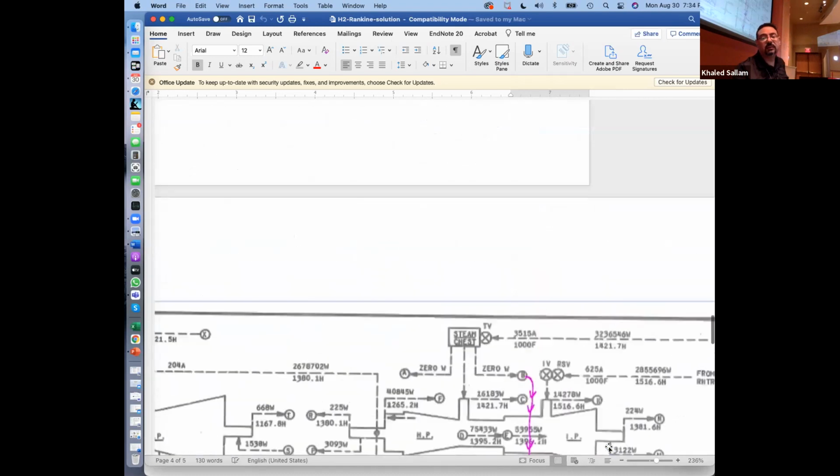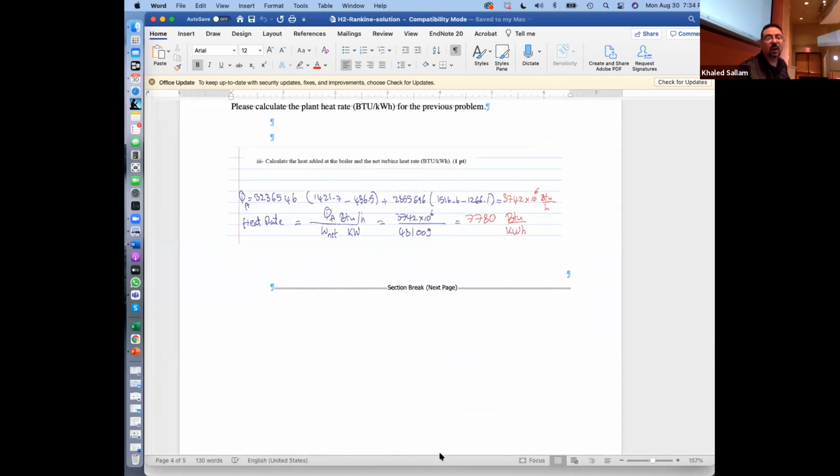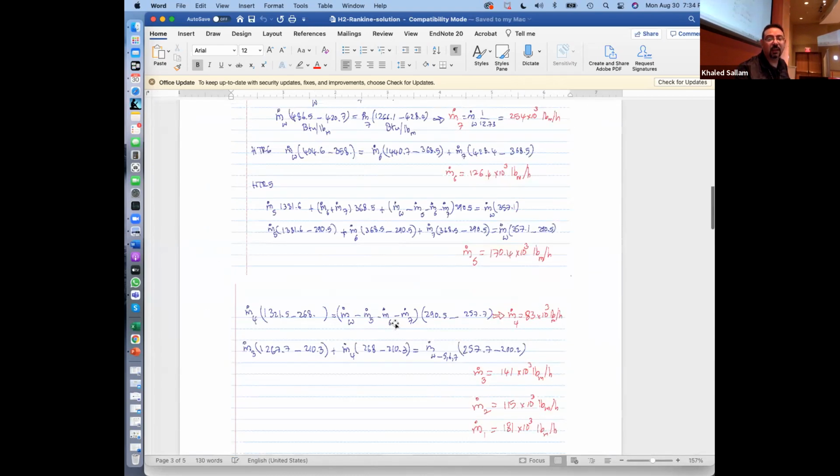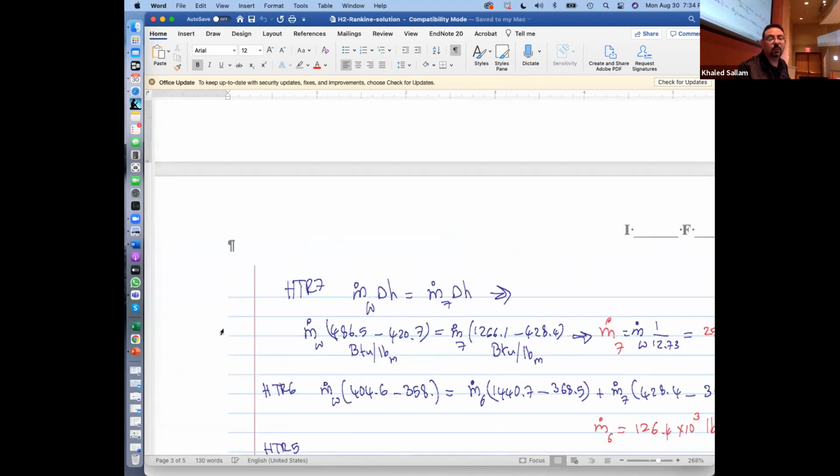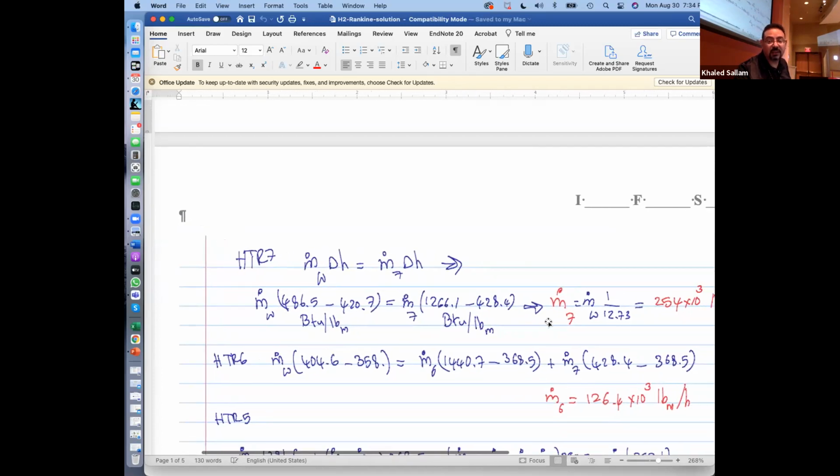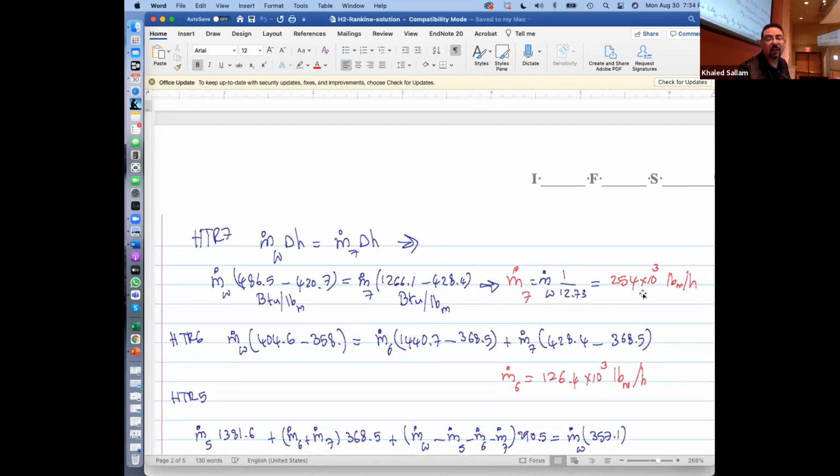m dot 7. And so I solve it by basically saying m dot water delta H equals m dot 7 delta H. Q equals Q. I get the H's from the chart. m dot water is given. The only thing that's not given is m dot 7. I get m dot 7. This is how many pounds per hour. Question. So I actually kind of got that.